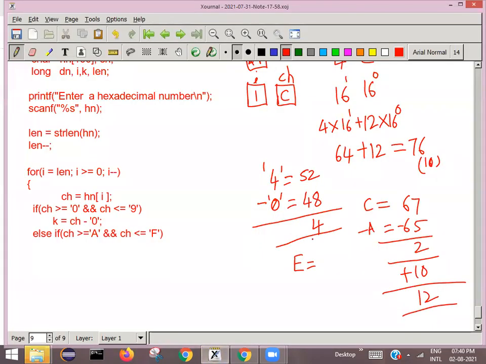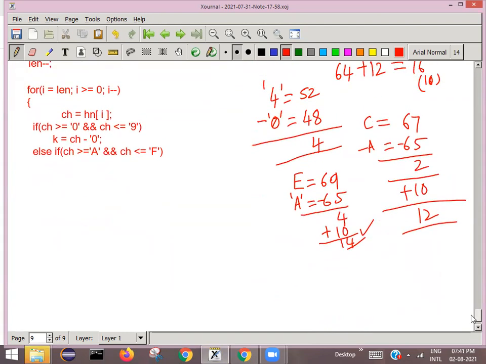Capital E ASCII value is 69. Now what I am doing here, I am subtracting the character A, whose ASCII value is 65. So the result I will get is 4 here. Then I am adding 10 to this, so what I will get is 14. So capital E is nothing but 14, or not? Yes. Just understand the logic here.